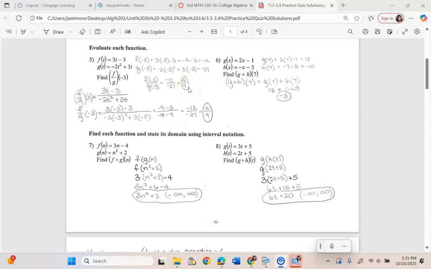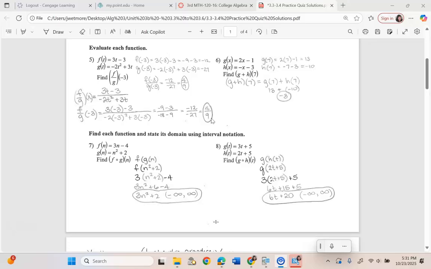The other way that we looked at in the notes is if you'd rather, you can go ahead and leave the functions as they are. So again, we're going to do f divided by g, so 3t minus 3 over negative 2t squared plus 3t. Once you've got f divided by g, then you could plug your negative 3 in for x. Well, in this case for t. So I would just put negative 3 in for each of my t's and simplify. And you can see you're going to get the same answer either way. It just depends on whether you'd rather plug in the numbers first or find the equation and then plug in the numbers.